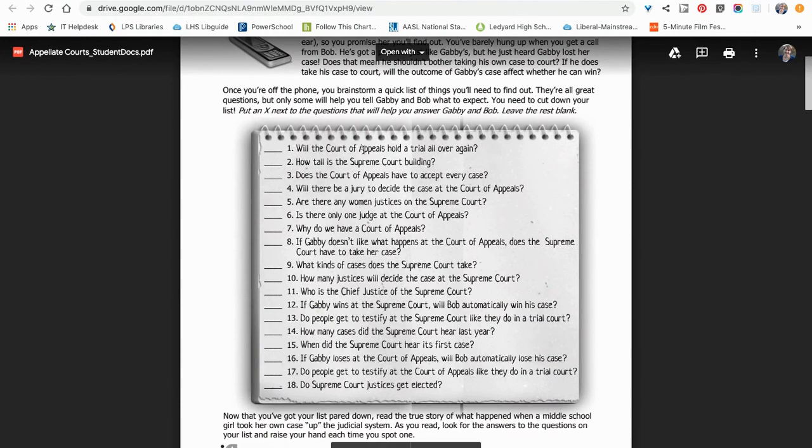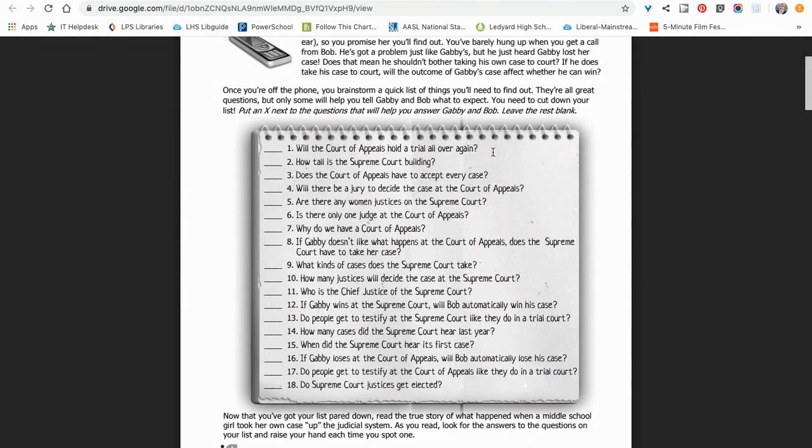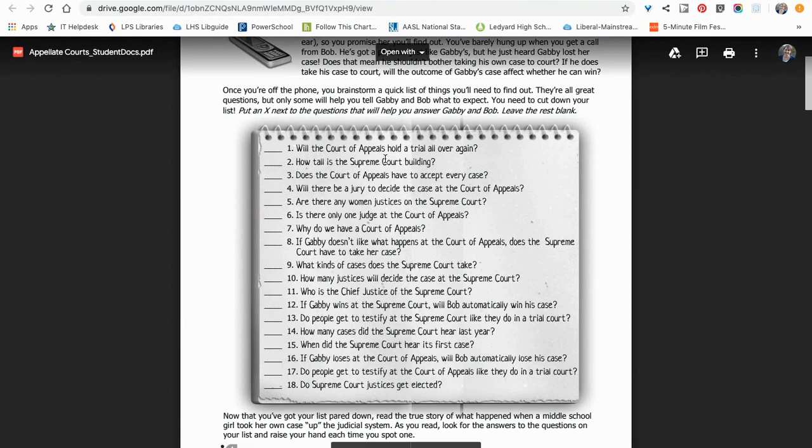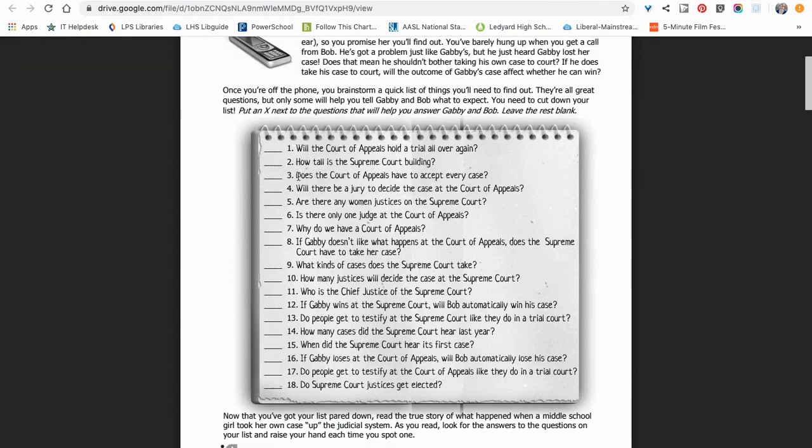Number 1, will the Court of Appeals hold a trial all over again? Number 2, how tall is the Supreme Court building? Number 3, does the Court of Appeals have to accept every case? Number 4, will there be a jury to decide the case at the Court of Appeals? Number 5, are there any women justices on the Supreme Court? Number 6, is there only one judge at the Court of Appeals?